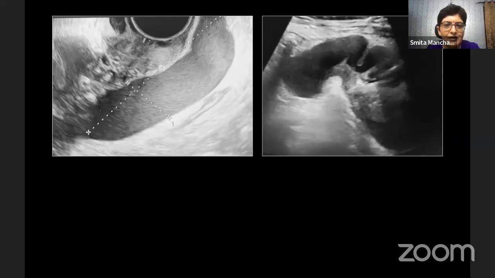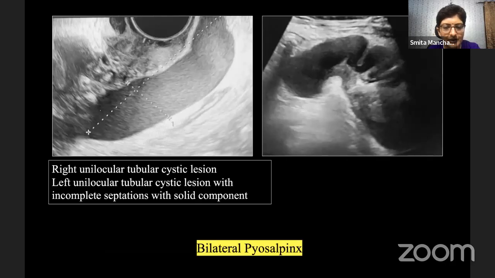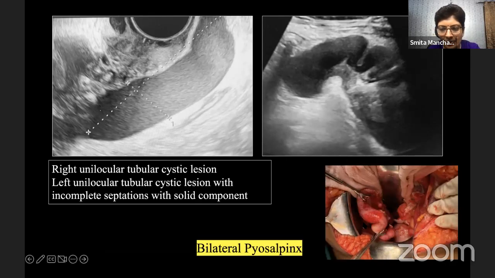Another case, so you can see a typical S-shaped or tubular lesion which has incomplete septation, some internal debris within. And this was actually another patient who had presented, and then she was operated immediately because the pain was so severe. The patient was not even able to lie down on the bed for the ultrasound. It was so difficult. And these are the bilateral tubular pyosalpinx, she was operated and these were removed.